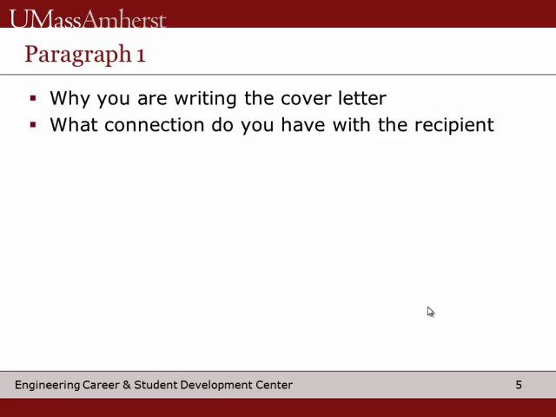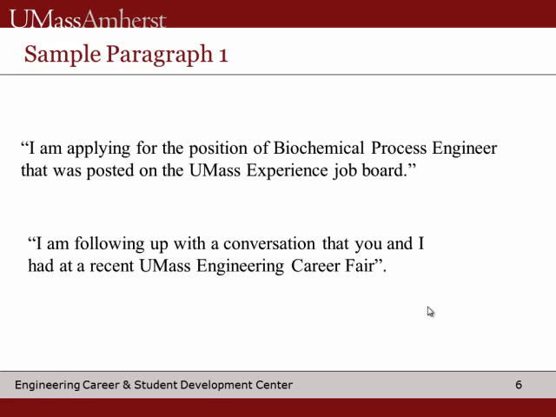The first paragraph serves as an opening. In this paragraph, explain to the reader why you are writing and what connection you have to the recipient. For example, you could say, "I'm applying for the position of biochemical process engineer, which was posted on the UMass Experience job board." Or you could say, "I'm following up with a conversation that you and I had at a recent UMass Engineering Career Fair."